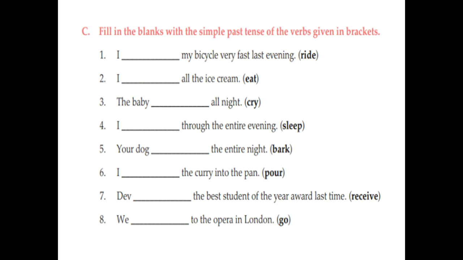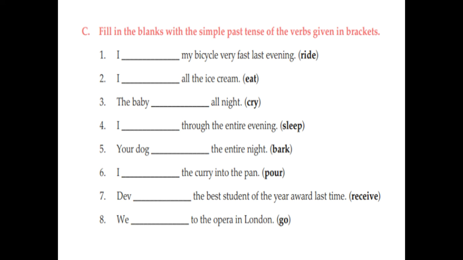3. The baby dash all night. Cry. It is a verb in the present form. What is the past form of the verb cry? Cried. Added ed, which refers to a regular verb. The baby cried all night. 4. I dash through the entire evening. Sleep. So it is in the present tense, and how will you change it into the past? Sleep, slept, which is an irregular verb. I slept through the entire evening.